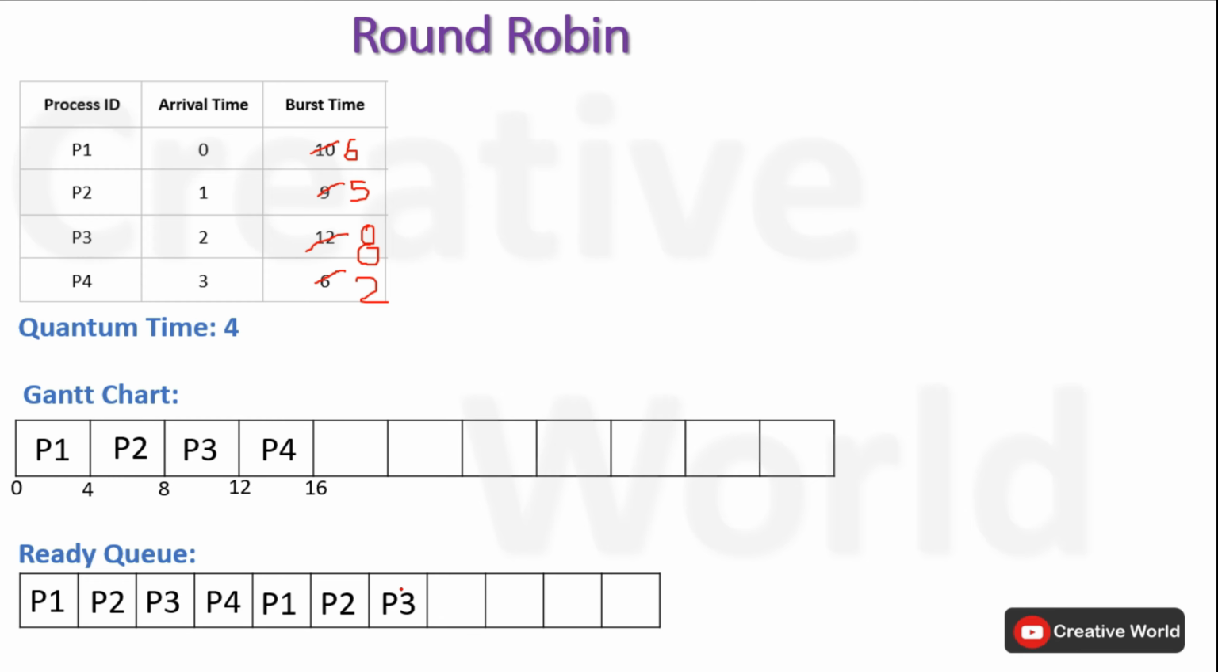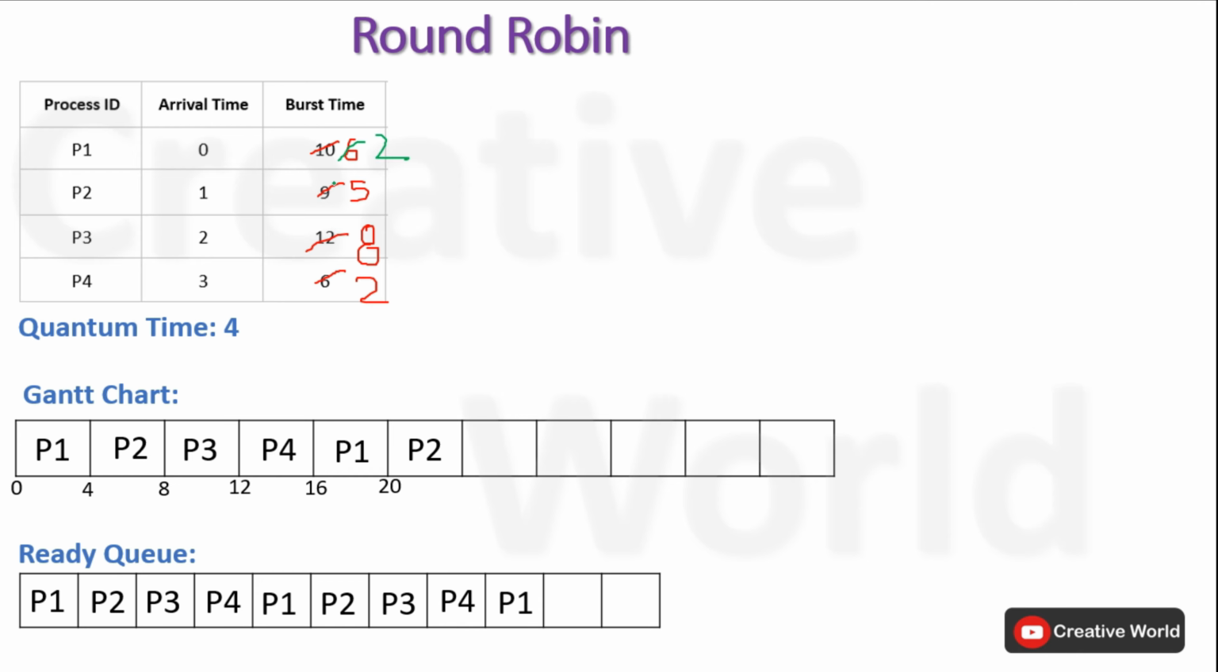Now P4 will be shifted into the ready queue and the next process is P1. It will be executed for 4 times. So it will come here and it will execute up to 4 times. Now the remaining burst time of P1 was 6 and it will execute up to 4 times as specified by quantum time. So it will run up to time 20 and the remaining burst time of P1 will become 2. And it will be shifted into the ready queue and the next process P2 will be executed for 4 times.